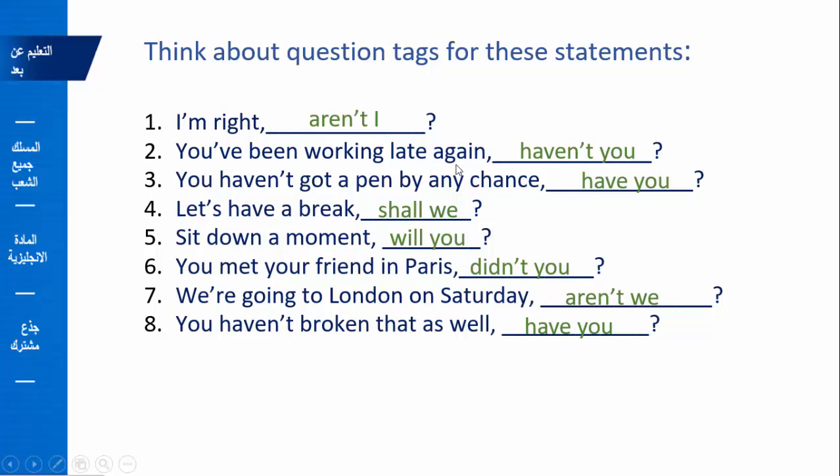You've been working late again, haven't you? You have, haven't you? The subject. You haven't got a pen by chance, have you? Let's have a break, shall we? Because we said let's, we use shall we. Here, sit down a moment, we use will you, because this is imperative. You met your friend in Paris, didn't you? Didn't you? Because this is past, we use the auxiliary, negative.